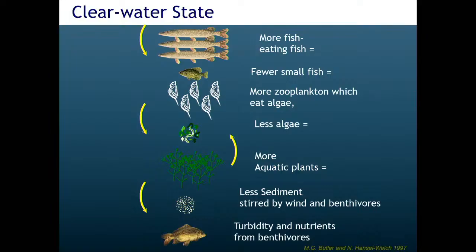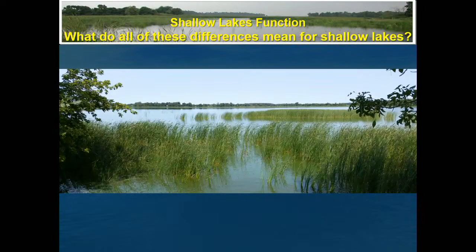But if we have that, we get fewer small crappie, small bluegill, whatever it is, fatheads. Means more zooplankton, less algae. With less algae, we get more aquatic plants. And at the same time, hopefully in this state, we're having less carp. They're not mucking up the bottom as much, stirring things up, and we can get more plants. So that's how these lakes are operating. So this is how they operate.